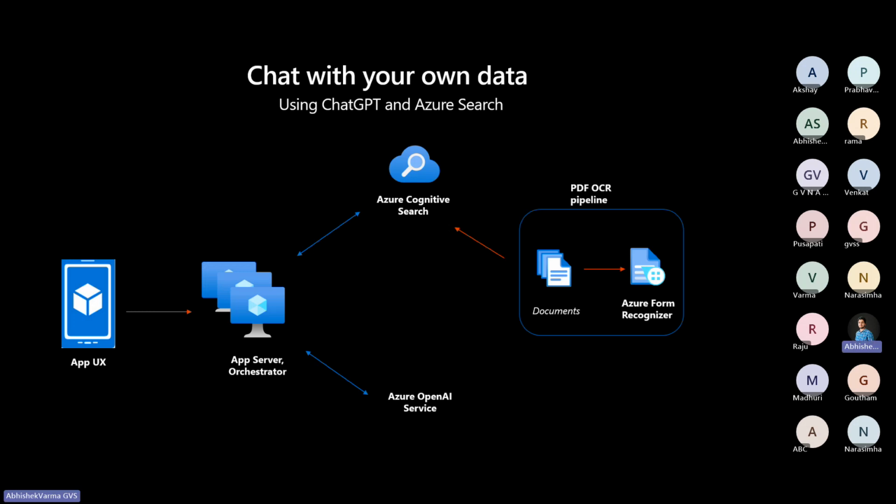Chat with your own data using ChatGPT and Azure Search. You can build an app server, app cognitive service, Azure OpenAI service, and a PDF OCR pipeline, where you will be uploading your documents and using Azure Cognitive Search, you can find the required text. Before showing you how this works, let me briefly introduce the solution architecture, which emphasizes how it works and how it integrates based on different cognitive services and different services available on Azure.